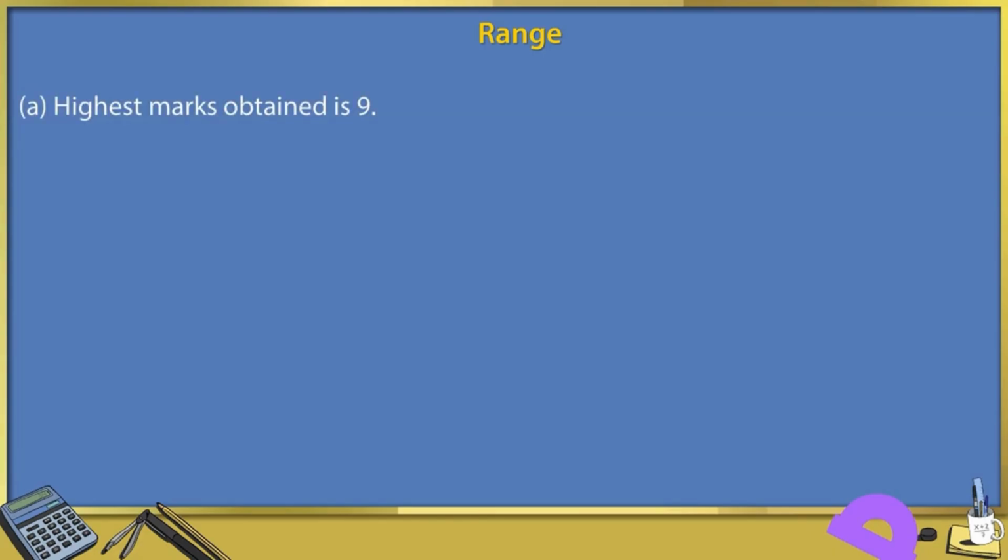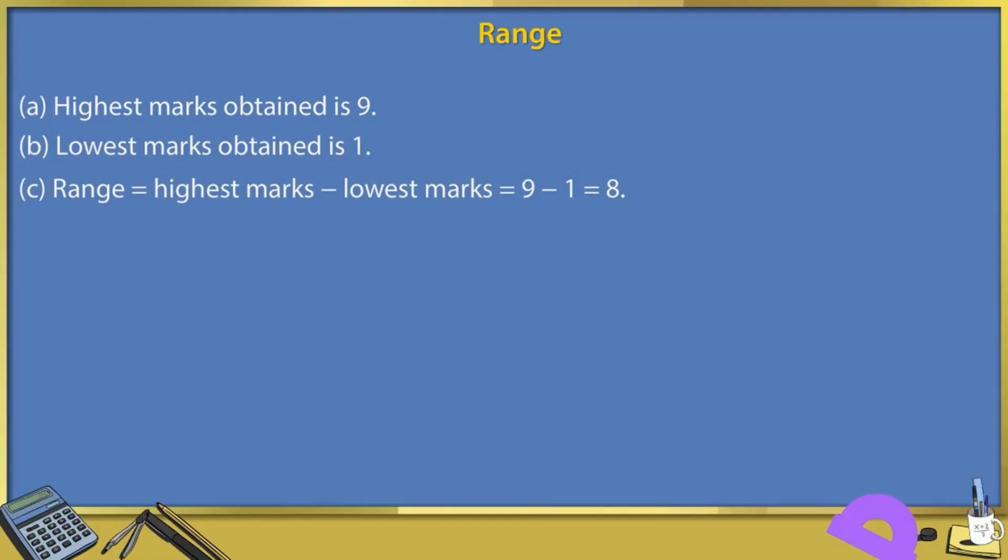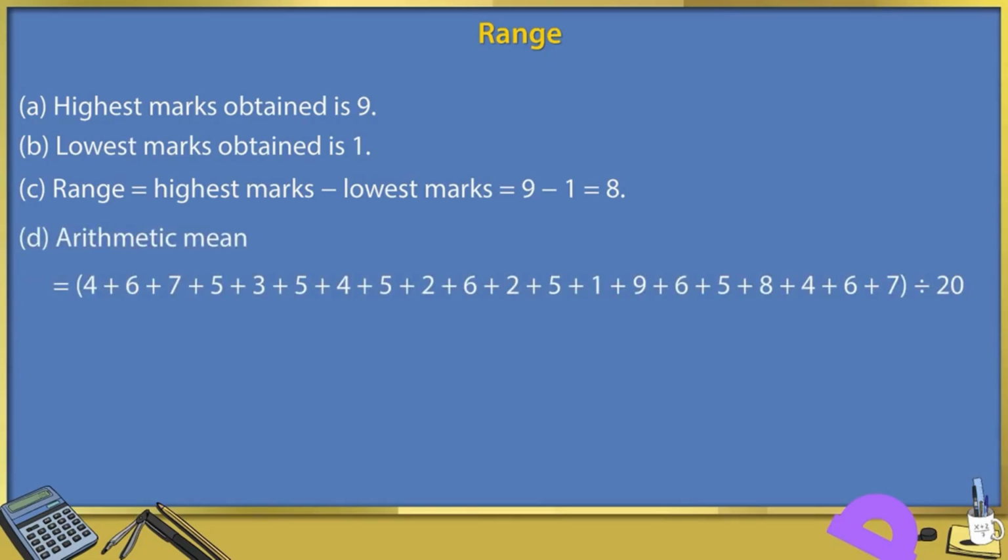A. Highest marks obtained is 9. B. Lowest marks obtained is 1. C. Range is equal to highest marks minus lowest marks, which is equal to 9 minus 1, which is equal to 8. D. Arithmetic mean is equal to (4 plus 6 plus 7 plus 5 plus 3 plus 5 plus 4 plus 5 plus 2 plus 6 plus 2 plus 5 plus 1 plus 9 plus 6 plus 5 plus 8 plus 4 plus 6 plus 7) divided by 20, which is equal to 100 by 20, which is equal to 5. Therefore, arithmetic mean is equal to 5.